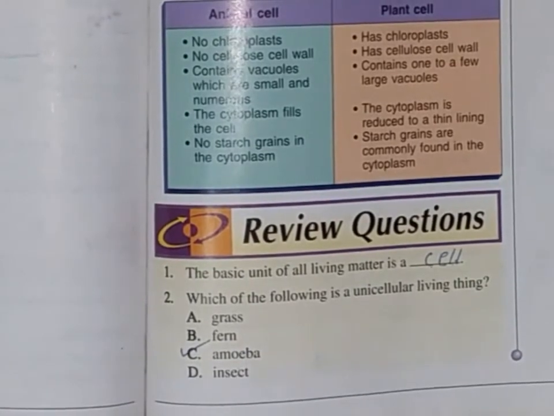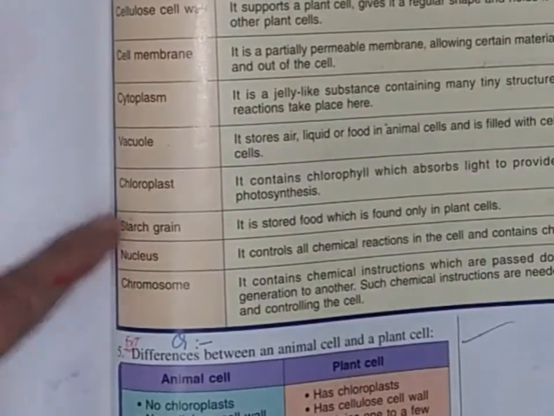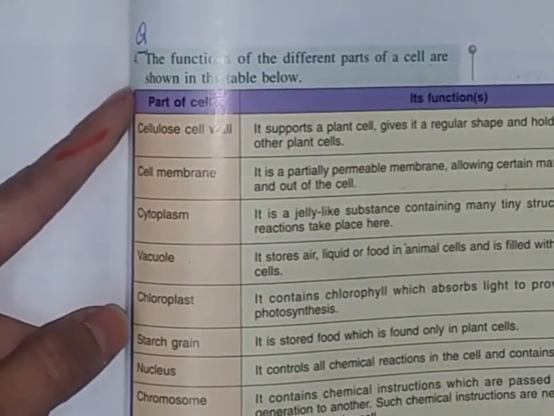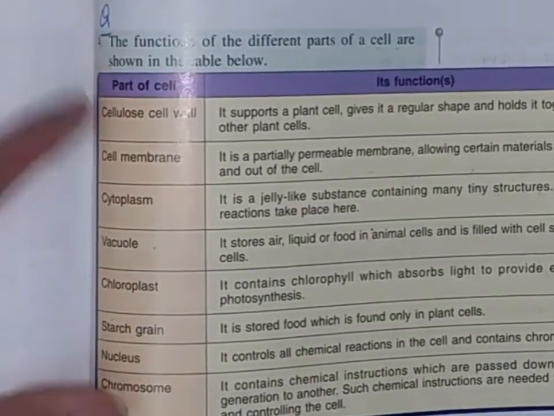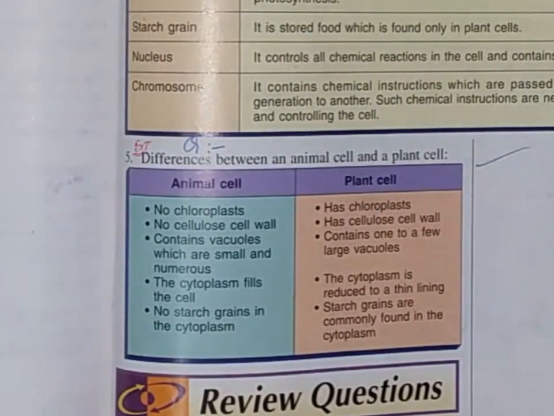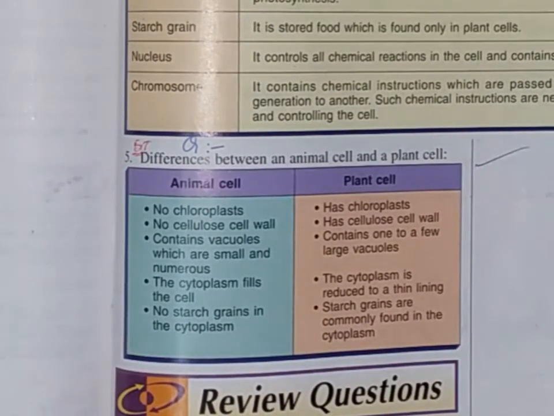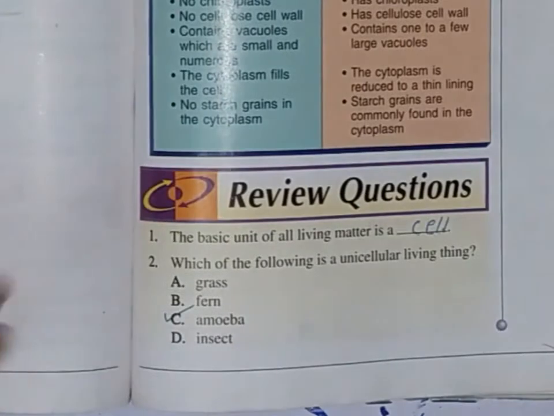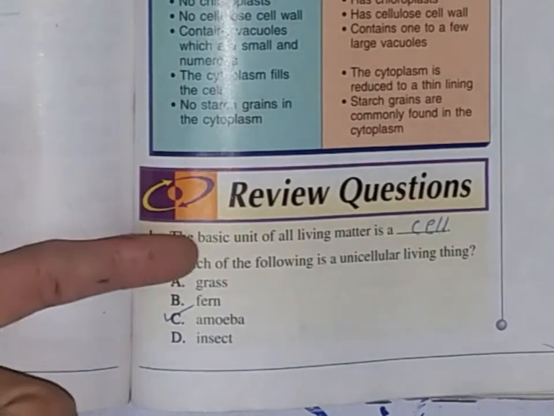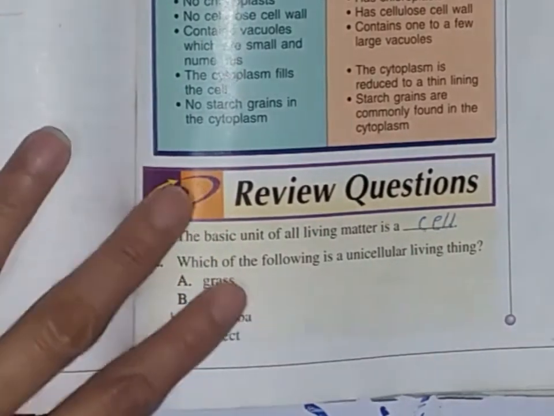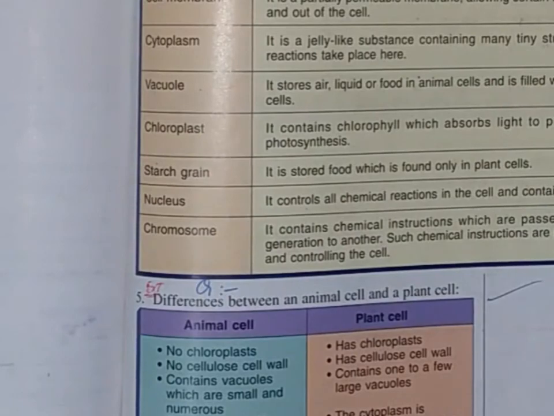So your classwork is to write the two extensive questions. Question number 1 is state the function of different parts of the cell, and the answer is this table. Now question number 2 is state the difference between an animal cell and a plant cell. The answer is this table. And then the review questions, write both of these in your copies. Number 1, the basic unit of all living matter is a dash, and which of the following is a unicellular living thing. So do your work on your copies after maintaining your page and index also.